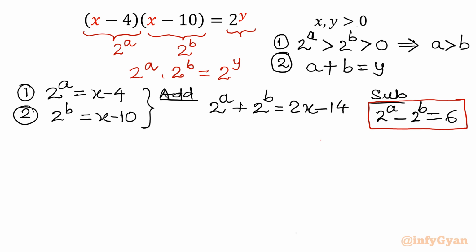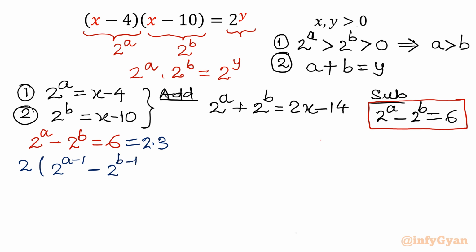Okay, how? If you observe 6, it has the factors 2 and 3, so I will write 6 as 2 times 3. Because I have got one factor as 2, I am targeting 2 from the left hand side also. So I will write in brackets 2^(a−1) − 2^(b−1) equal to 2 times 3. So this 2 will get cancelled. Now I have to solve the equation 2^(a−1) − 2^(b−1) = 3.